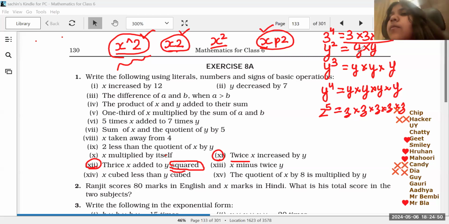So just do it. Beta, when it is twice x, we always write it as 2x, Hitansh. That's for you. Okay, I'm giving you a trick, but it means 2x. All right, Mr. Bambi, we don't write x2.